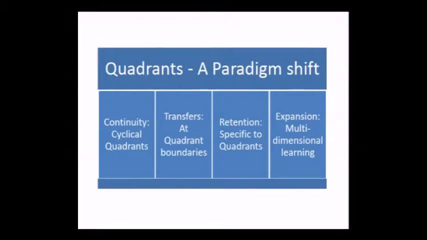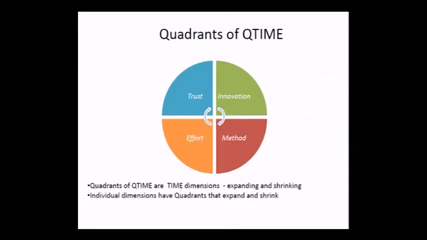And all the transfers from a knowledge area 1 to knowledge area 2 happen at the boundaries of quadrants. So whatever you learn within that quadrant is within the knowledge perspective of that quadrant. So the retention is also specific to the quadrants. And these quadrants can go into multi-dimensional learning aspects too. So look at these quadrants of qtime. We have trust, innovation, effort and method. We already covered learning in trust and innovation dimensions in the previous two classes. Today will be method dimension.